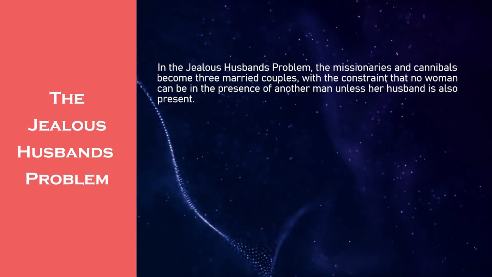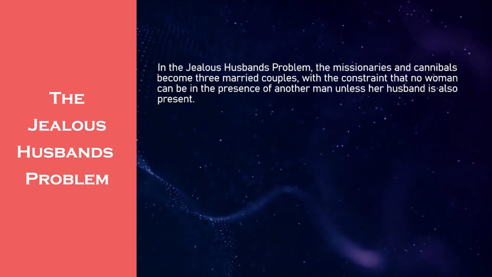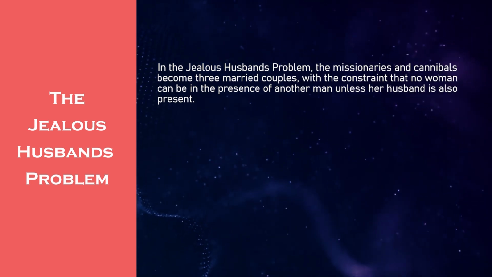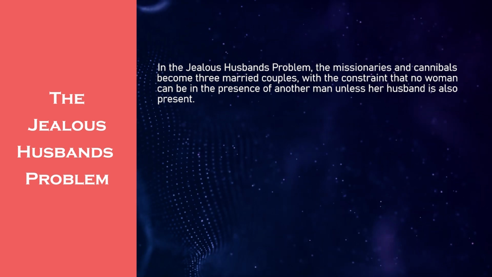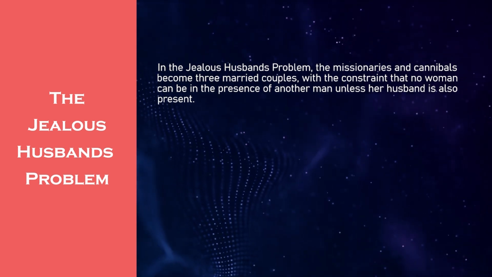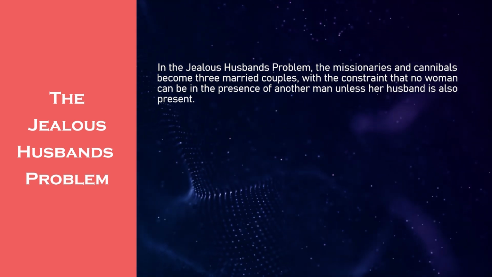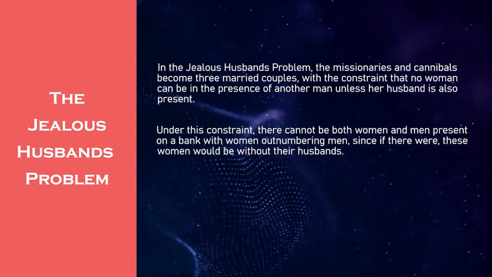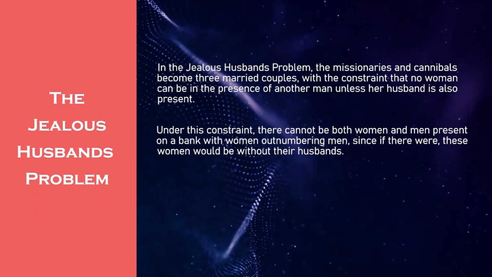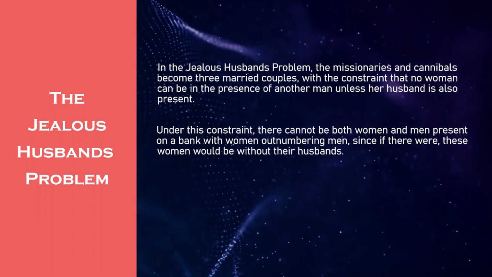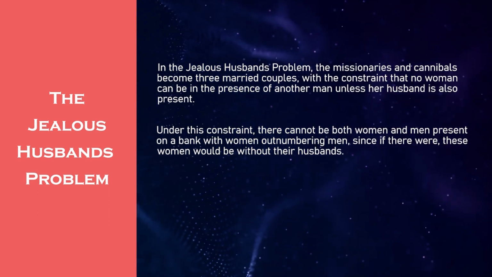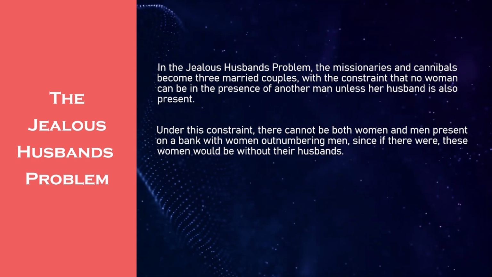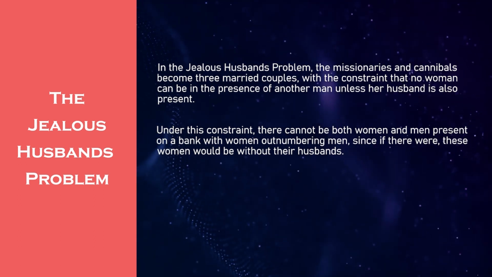In the jealous husband problem, the missionaries and cannibals become 3 married couples, and the constraint is that no woman can be in the presence of another man unless her husband is also present. Under this constraint, there cannot be both women and men present on a bank with women outnumbering men, since if there were, these women would be without their husbands.